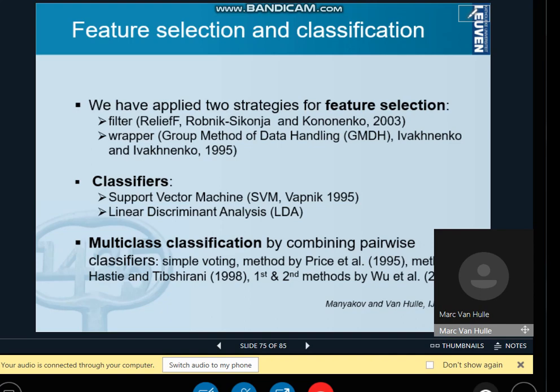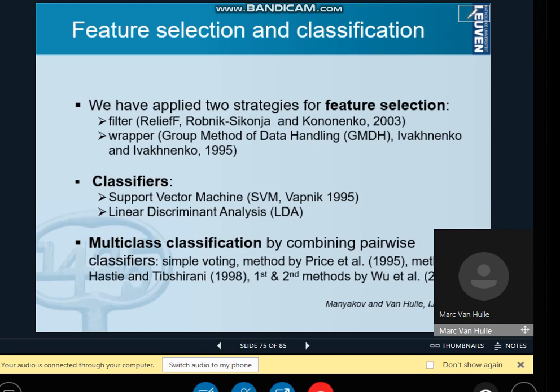Classifier-wise, you can also use different types of classifiers. You can use a linear support vector machine or a linear discriminant analysis classifier. And then you have, of course, a multi-class problem. Remember, you have 8 different orientations plus the background, so 8 plus 1. So multiple classes, and different ways to combine the outcomes of different classifiers.